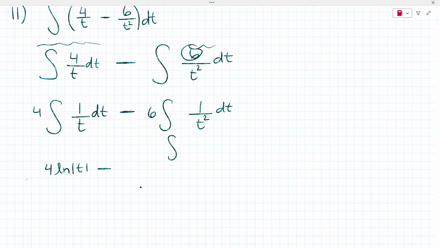What can I do? If it was 1 over t, it would be ln of absolute value of t, right? But it's not. It has a power of 2. So what I'm going to do is rewrite it as t to the negative 2 dt. And then you just add one to the power. So negative 2 plus 1 is negative 1. So that's t to the negative 1 over negative 1. t to the negative 1 is 1 over t. And then you have this minus.